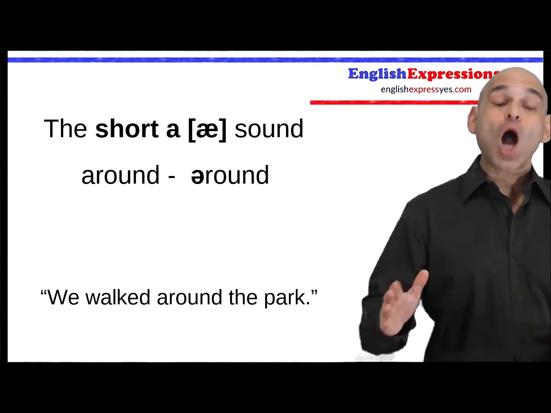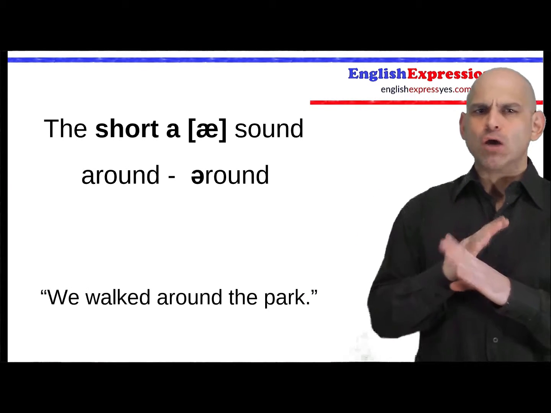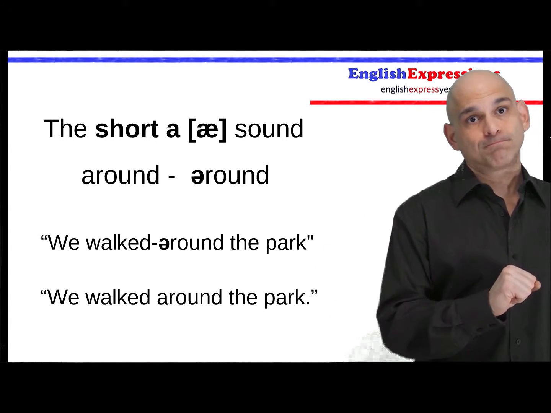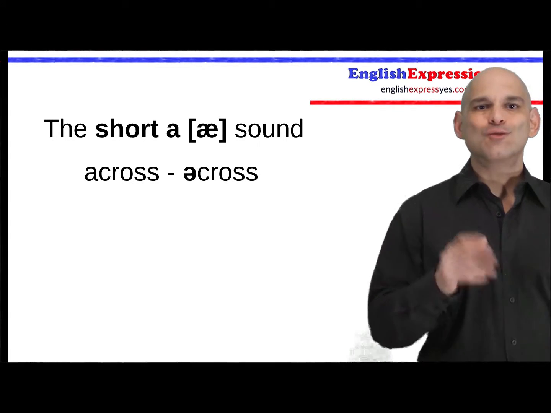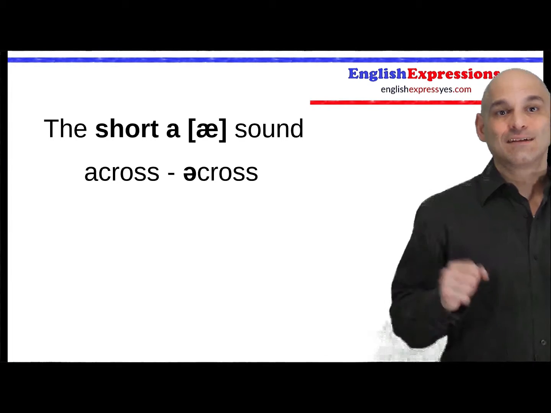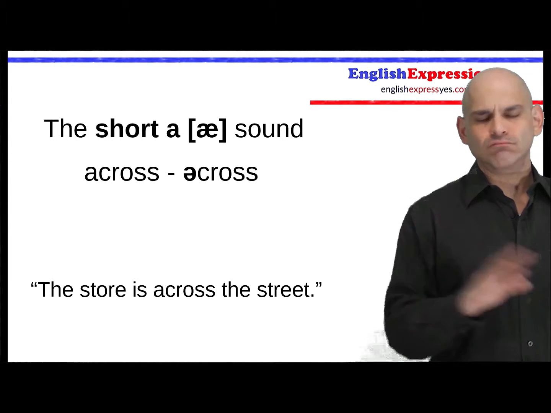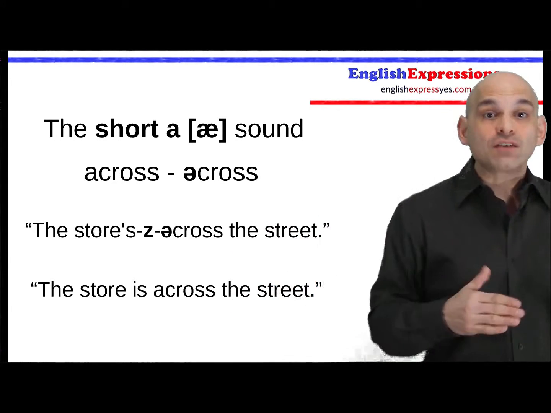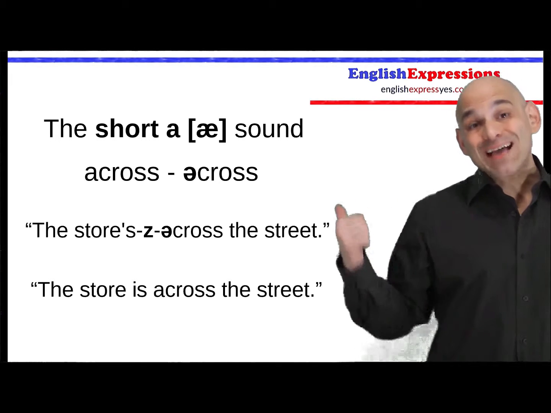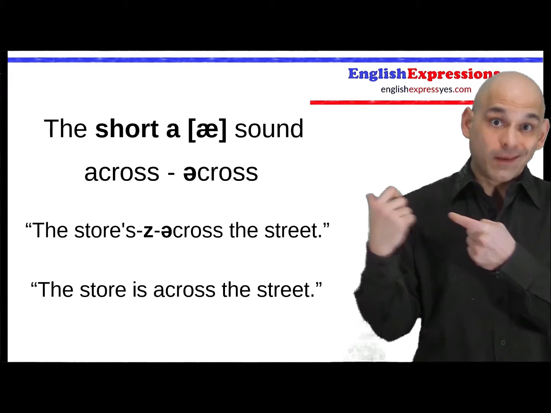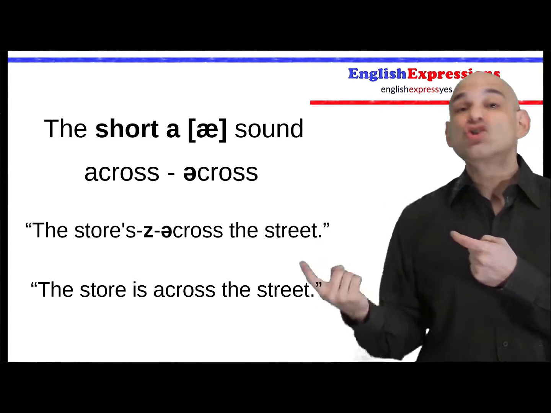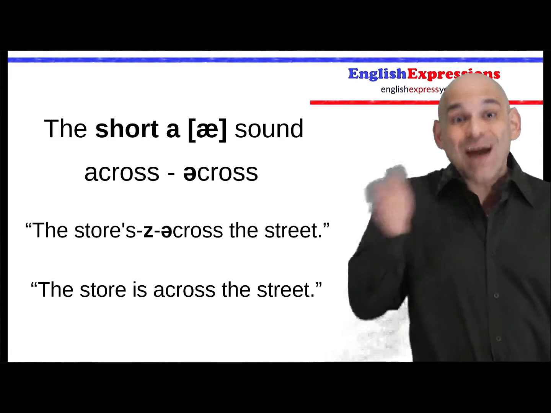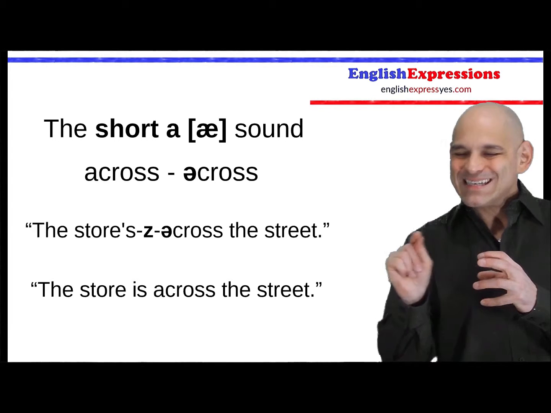Around. We walked around the park. No. Native English speakers say around. We walked around the park. Across. We don't say that. We say across. The store is across the street. No. We use the contraction, the store's across. The store is across the street. And notice how the S links onto the schwa in around. The store's around. And actually that's a Z sound.